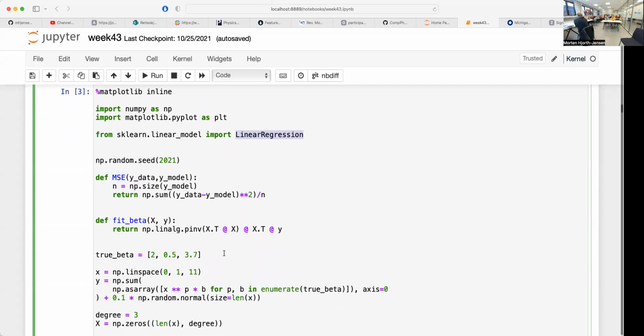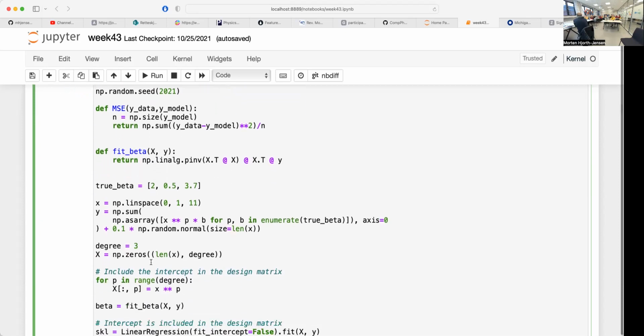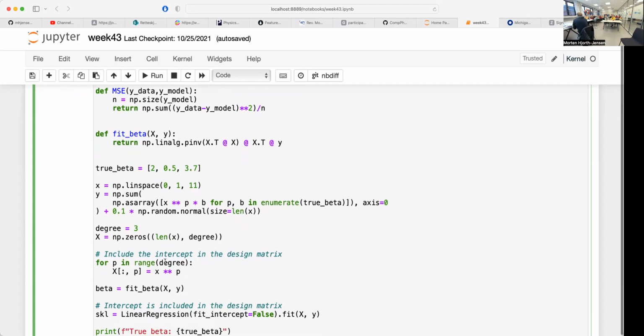I'm constructing a polynomial of degree 2, and I have some parameters beta here in front of my function. So these are the values I want to reproduce. And I'm simply setting up a polynomial of degree 3, as you can see here. I'm setting up my design matrix. And here, what I'm doing now is simply to include the intercept in the design matrix. So this column here, I'm simply setting up the design matrix for a polynomial of a specific degree. So the 0 is the intercept. The first one is x to the power 1, and then x to the power of 2. So this is my design matrix.